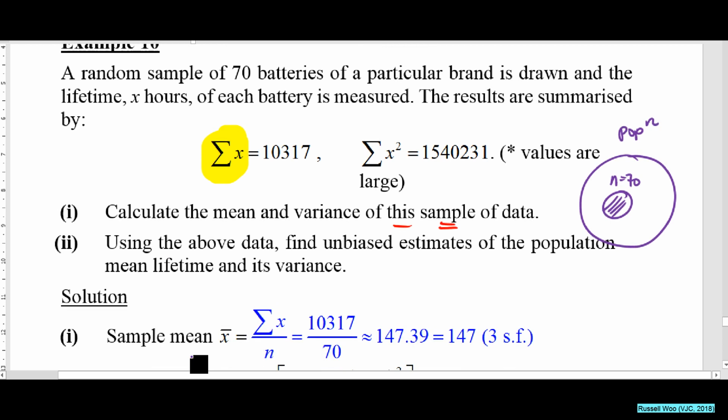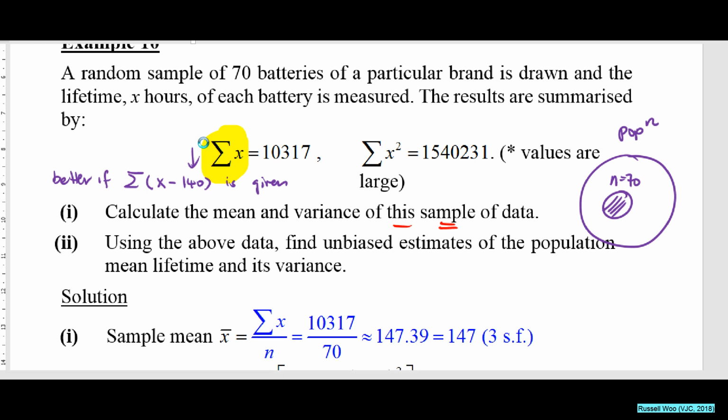So if I want to make the values easier to manage, where the people who collate the data want to manage, it would be better if they present the data like this. Summation x minus 140. Example only, it may not be 140, it can be 100, it can be 130 or something. Why do I choose 140? Because all the values are close to 147. Correct? The values are somehow close to 147. I take summation x minus 140. It will be values that are easier to manage.